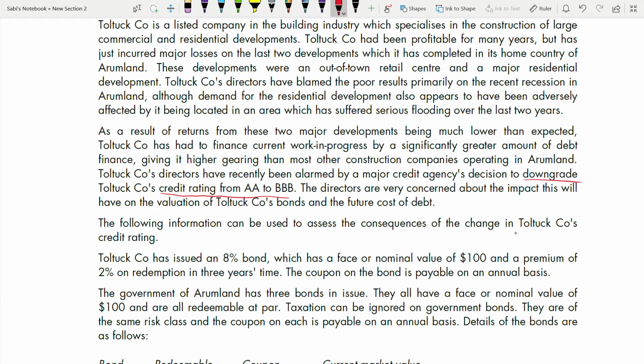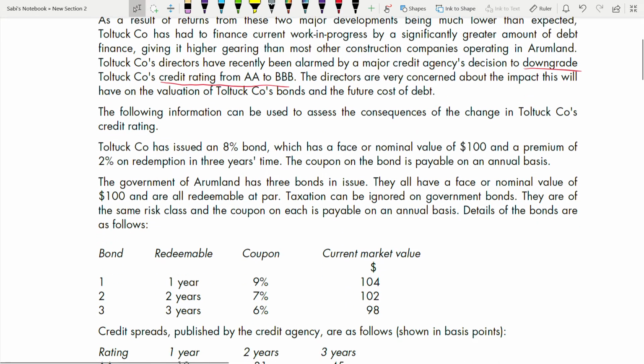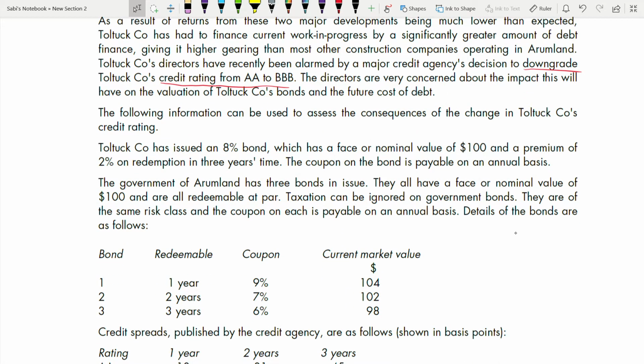Now, the following information can be used to assess the consequences of the change in the credit rating. From here itself, you need all the figures. Toltec has issued an 8% bond which has a face or nominal value of 100 and a premium of 2% on redemption in 3 years' time. The coupon on the bond is payable on an annual basis. 8% bond, nominal value 100, premium of 2% on redemption in 3 years' time. The coupon is payable annually.